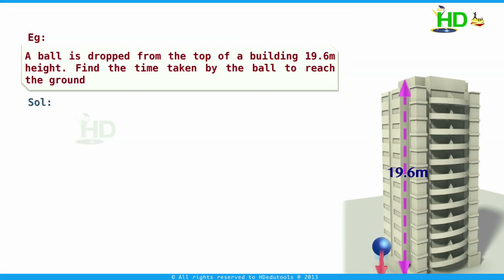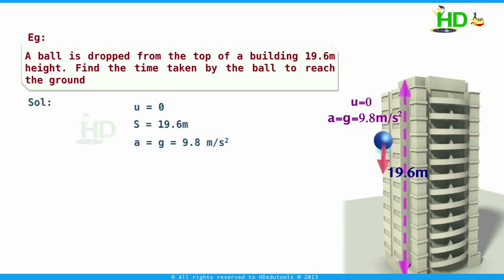When it is dropped, what is initial velocity? Yes, u equal to 0. And what is the acceleration? a is equal to g, which is acceleration due to gravity, and this is equal to 9.8 meter per second square. We are asked to find the time taken by the ball to reach the ground. In the problem we are having u, s, a.